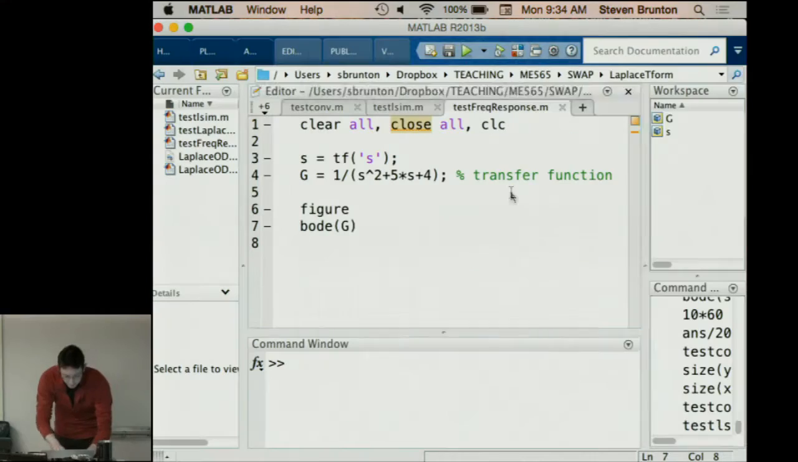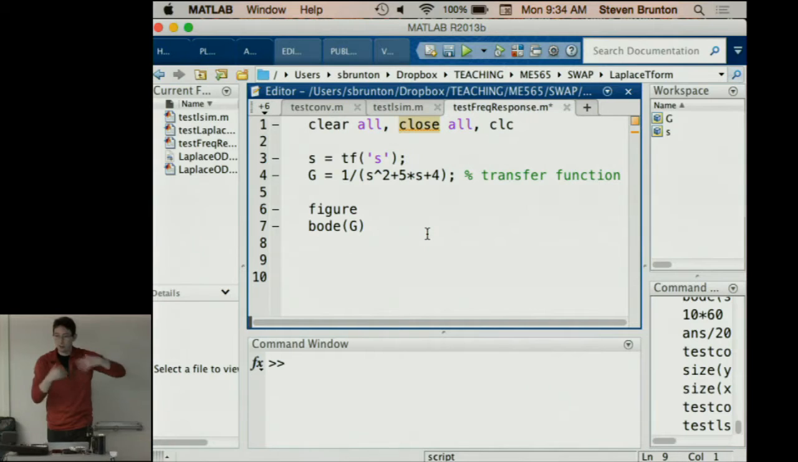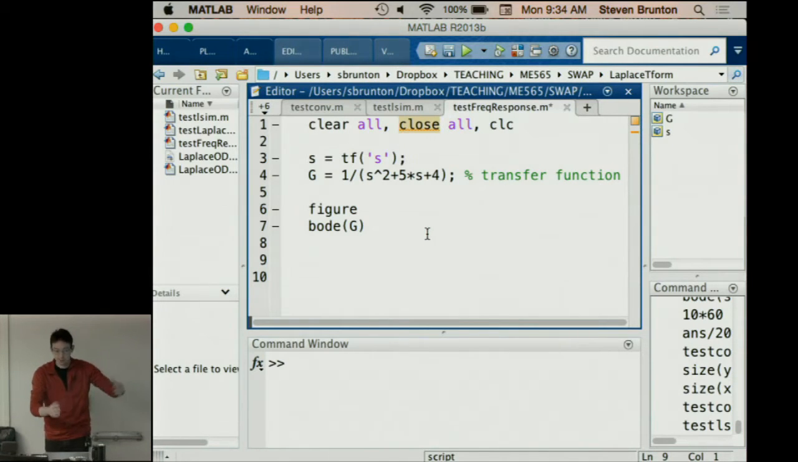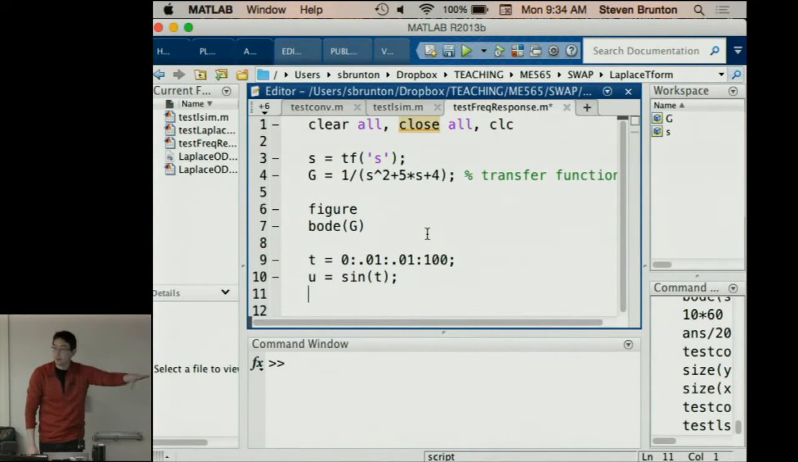Okay, so what I'm going to do first is create a sine wave and run it through my system, see what it looks like. So my time is going to be a vector from 0.01 in increments of 0.01 to 100. And u is going to be sine of t. I'm just going to input a forcing at frequency 1. And y is going to be lsim of my system G, given u, given t.